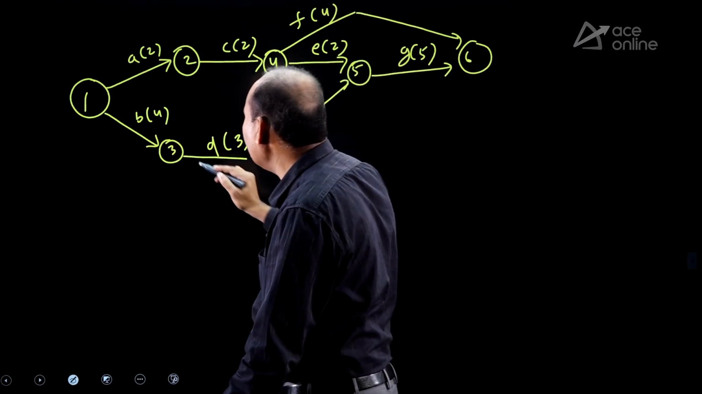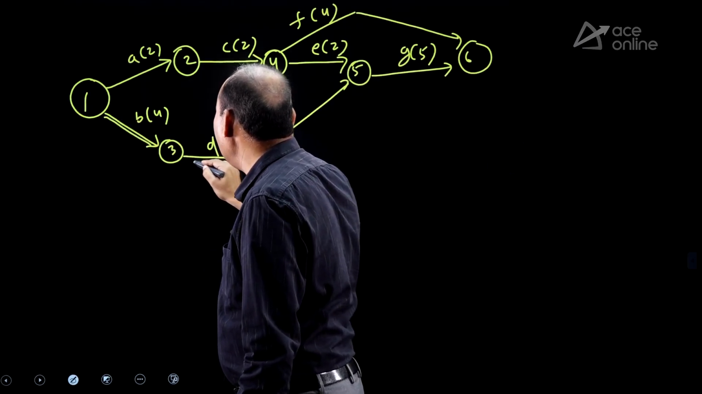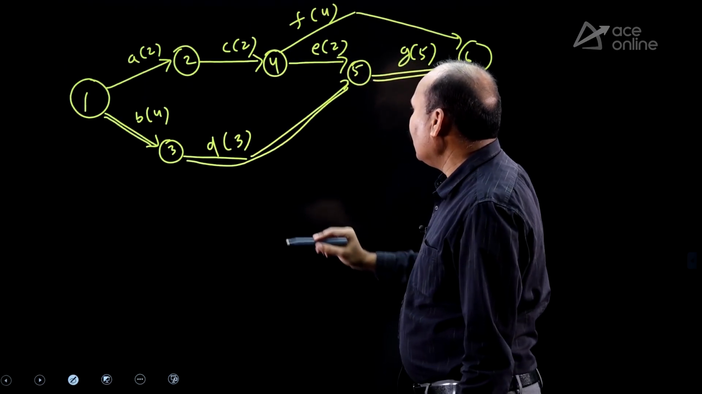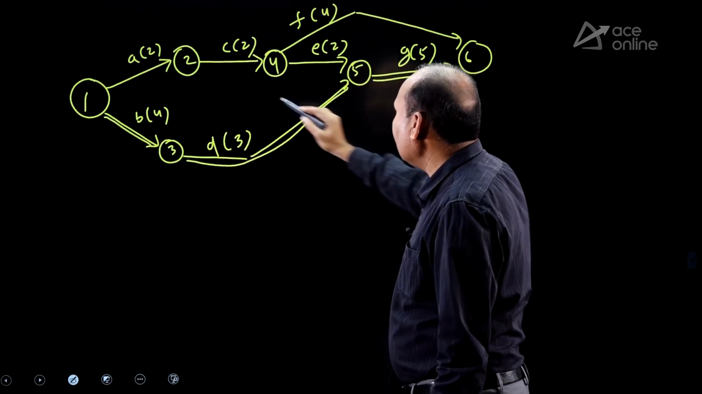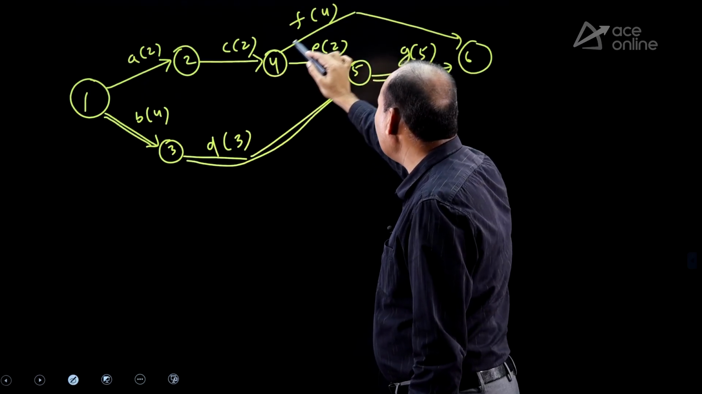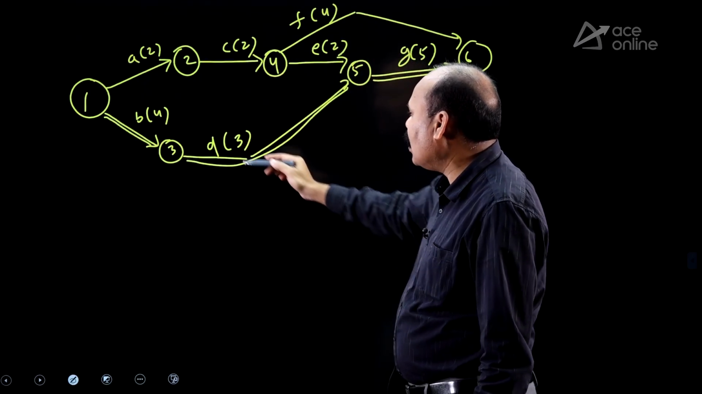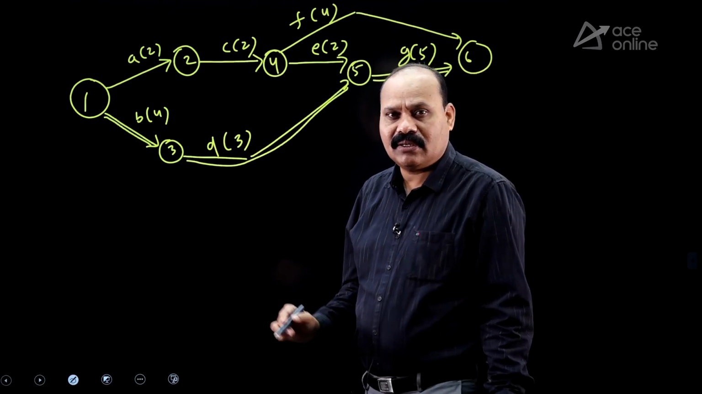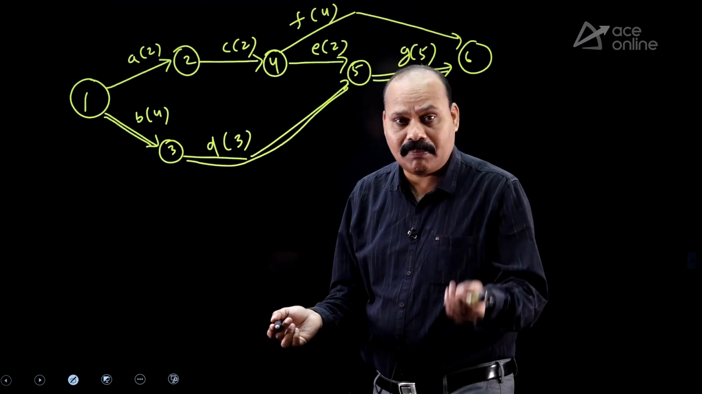Where is the longest path? The longest path is B, D, G. If I take this, 7 plus 5, 12. This one, 4 plus 2, 6 plus 5, 11. 2 plus 2, 4 plus 4, 8. So what is the longest path? The longest path is B, D, G. After marking the critical path, get the values along the critical path.